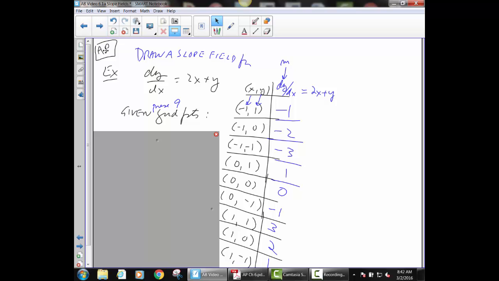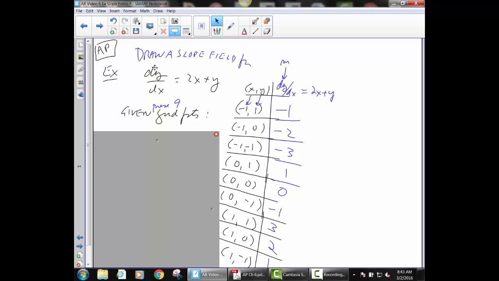Okay, and they'll actually ask this on the AP in the free response. They'll give you a differential equation. They'll give you a certain number of points, 6 points, 9 points. They won't give you 100 points, that's for sure. And they'll ask you to actually draw a slope field through those points. So you are given these points right here.